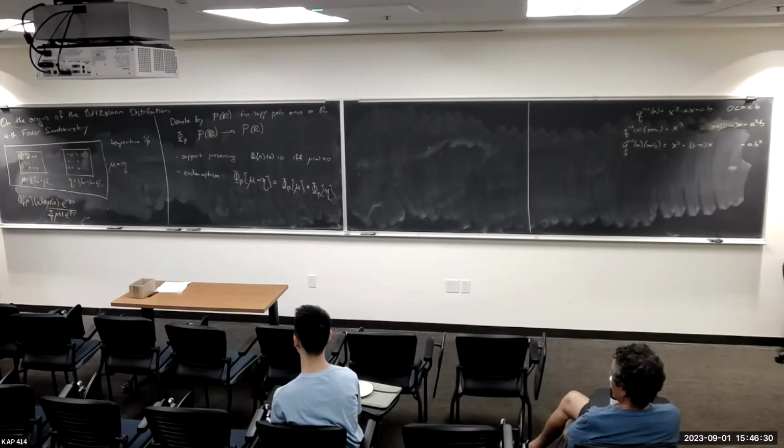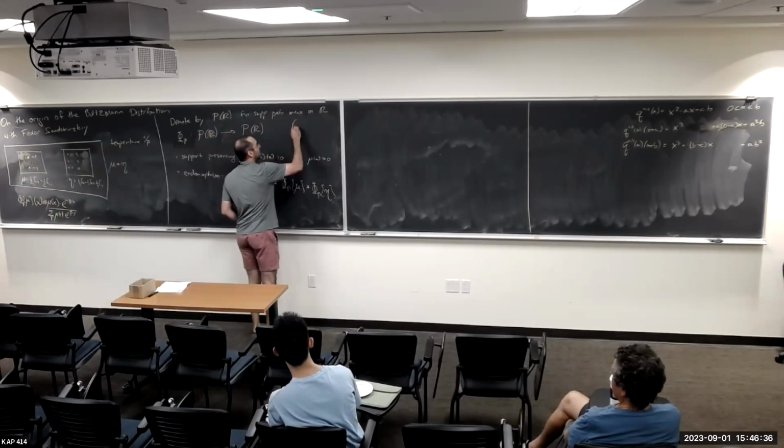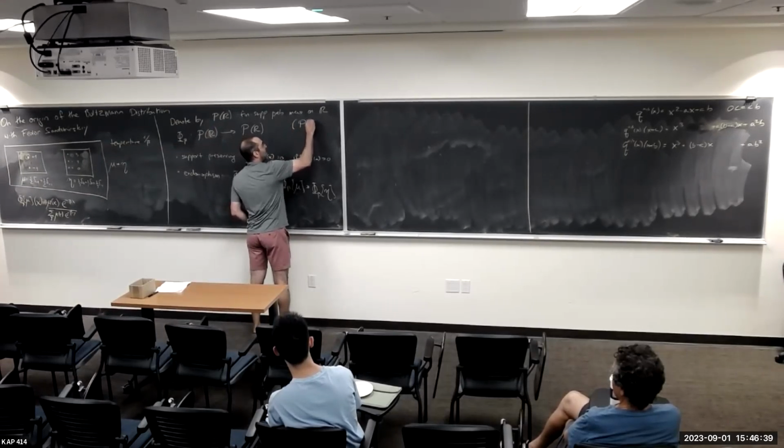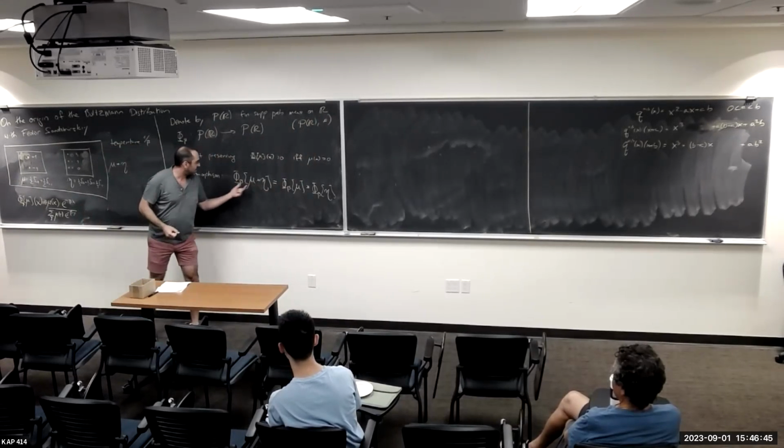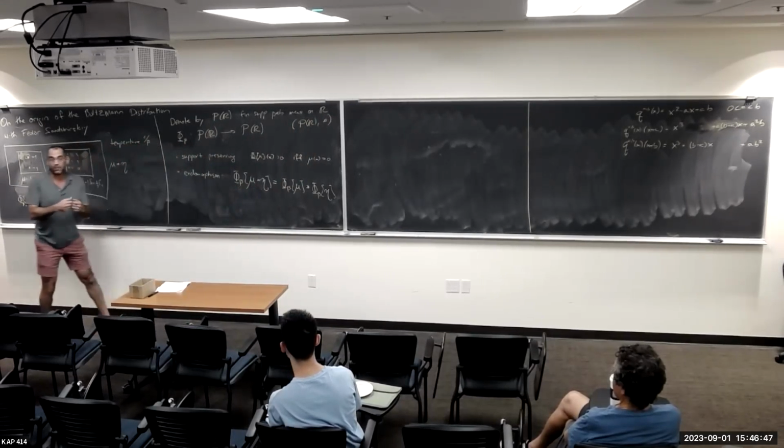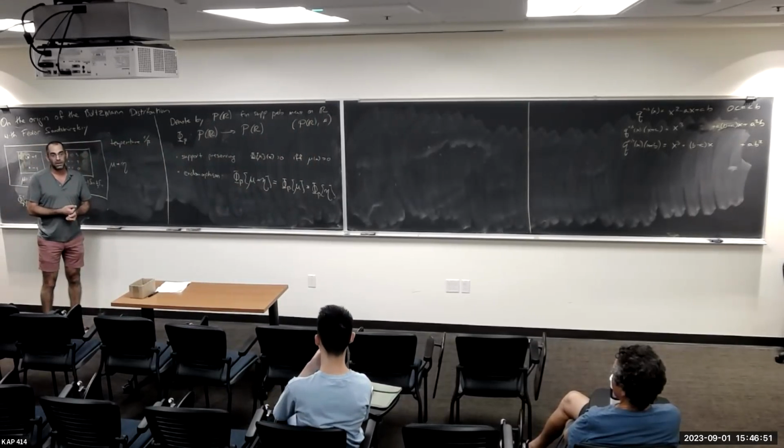I'm calling this an endomorphism because you can think of this set P of R as a semigroup. So I'm going to look at P of R as a semigroup with the operation of convolution. And this condition just means that this is a symmetry. This is a map from the semigroup to itself that commutes with the operation. It's a symmetry of convolution.